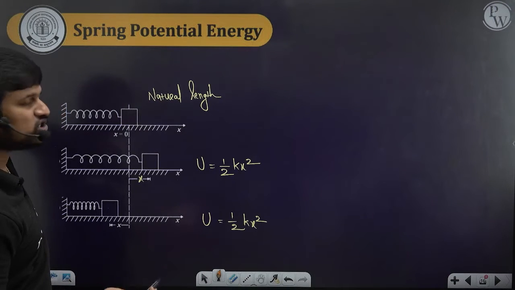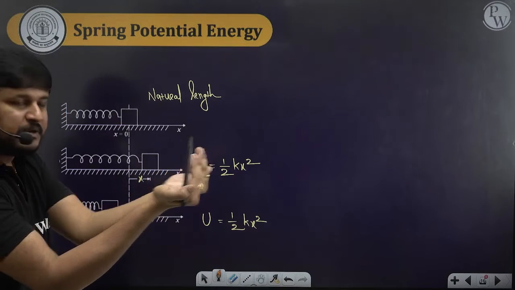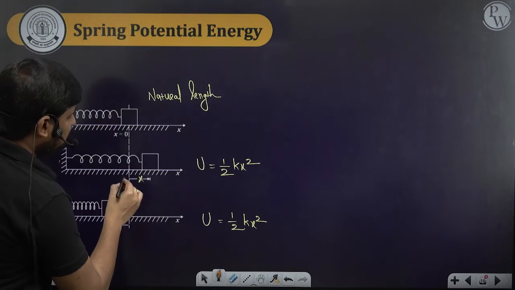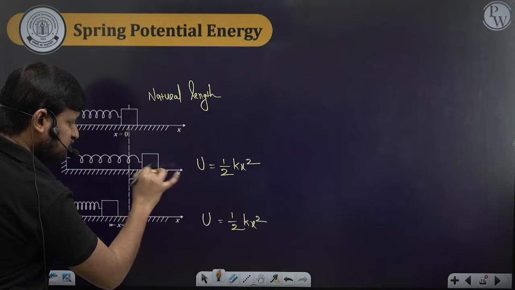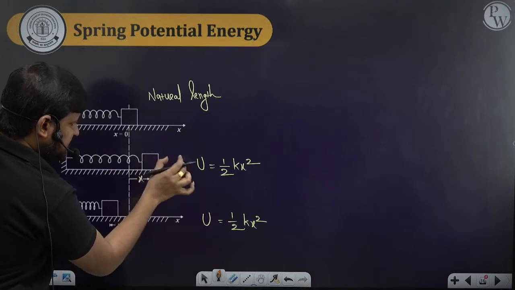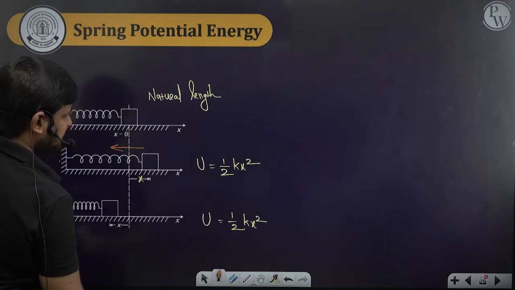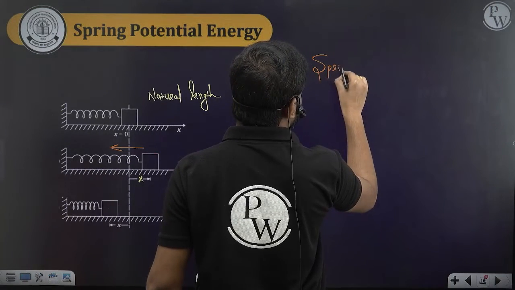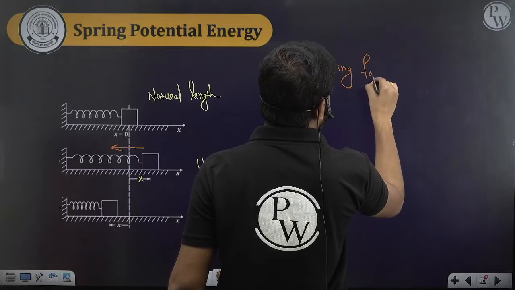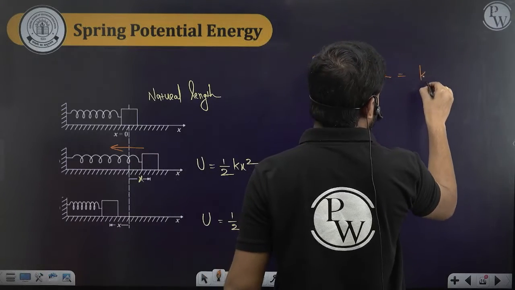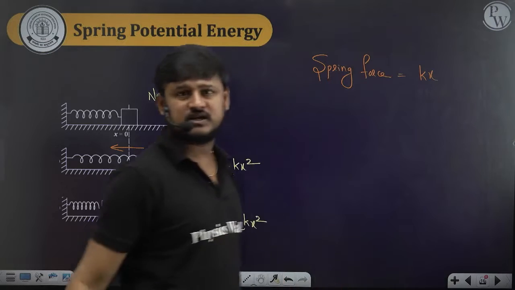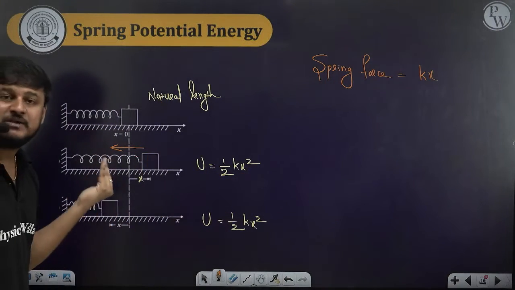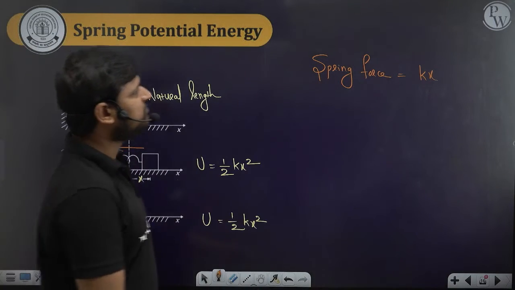The spring force always tries to bring the spring to its original position, our natural length. So if you are stretching it this way, the spring force will act this side, right? So what is the spring force formula? The spring force is equal to kx. Actually it is minus kx, I am just taking the magnitude. So it will always be towards its mean position, yes or no? So the spring force is kx.